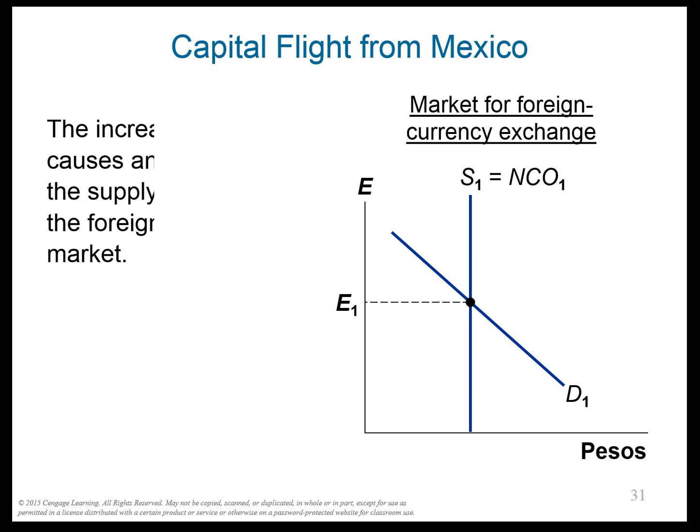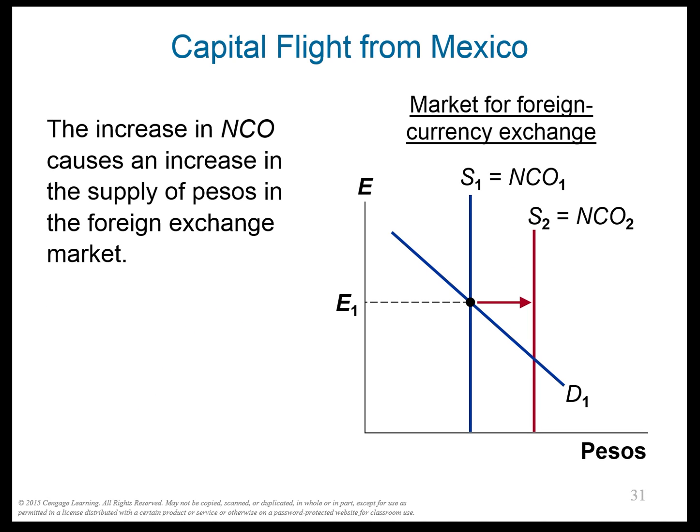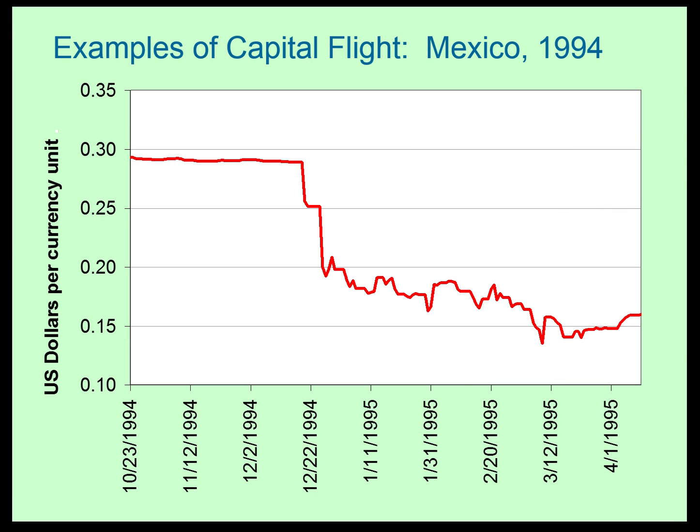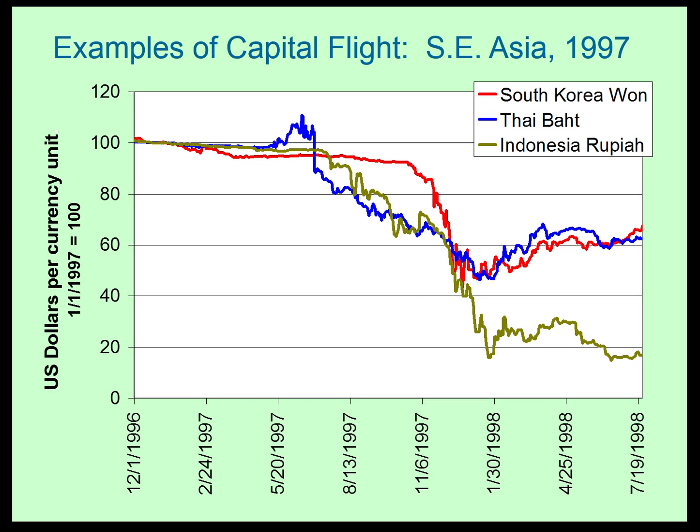All right, and so as the net capital outflow increases, the supply curve increases in the market for foreign currency exchange, and the real exchange rate value of the peso falls. Okay, so as we can see, this actually happened in Mexico in 1994. This is a graph of the value of the peso against the dollar. This has also happened in Southeast Asia in 1997.